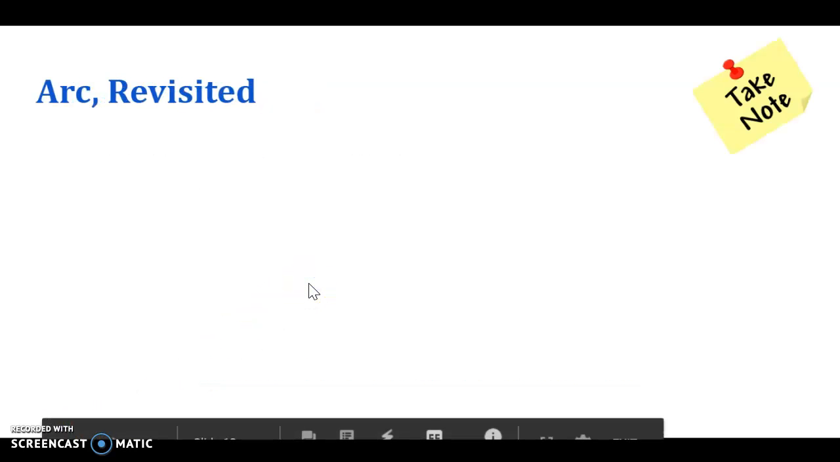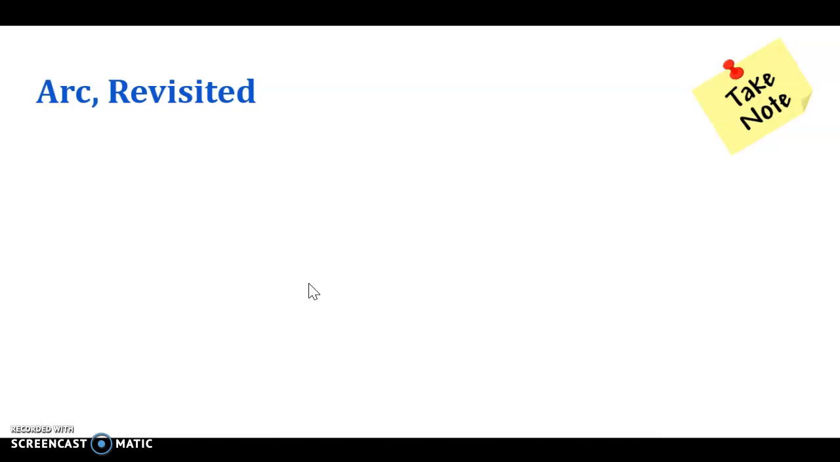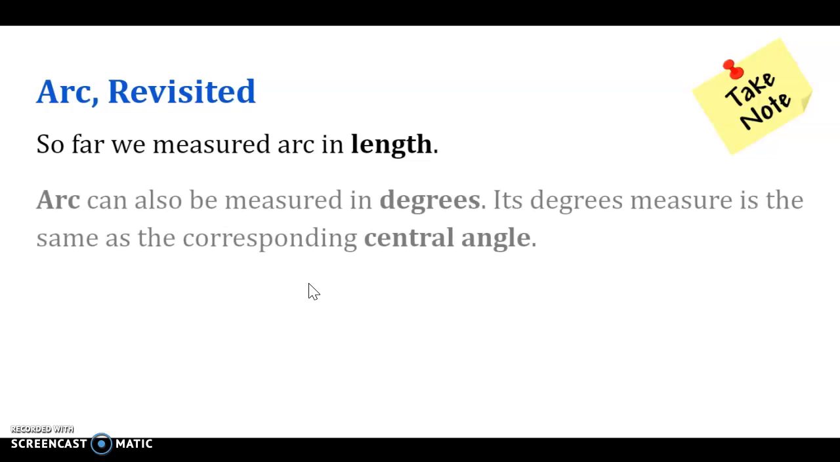To do that, we are going to revisit arc. Now, what do we remember is the arc? Arc is just a portion of the circumference, the outside length. So far, we've measured arc in length, but it can be measured in inches and centimeters and so on, or it can also be measured in degrees.